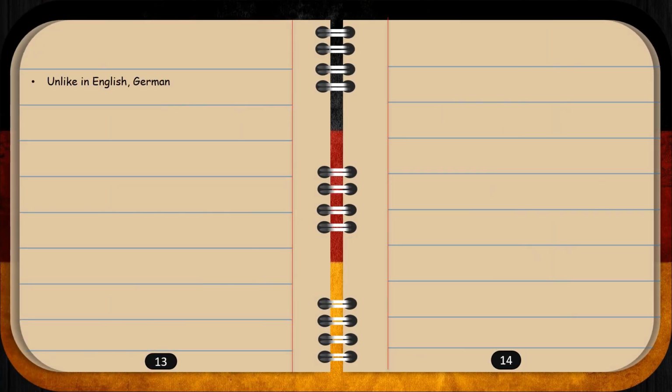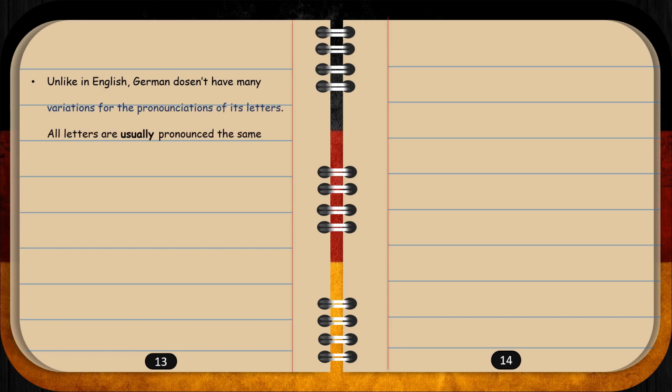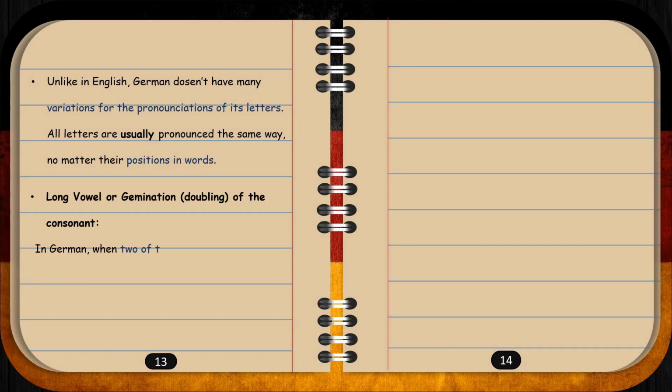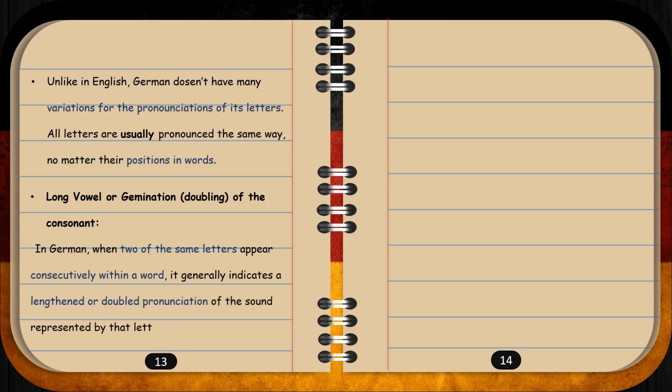Unlike in English, German doesn't have many variations for the pronunciations of its letters. All letters are usually pronounced the same way, no matter their positions in words. Usually, not always. I will also like to talk about long vowel, or gemination, doubling of the consonant. In German, when two of the same letters appear consecutively within a word, it generally indicates a lengthened or doubled pronunciation of the sound represented by that letter.